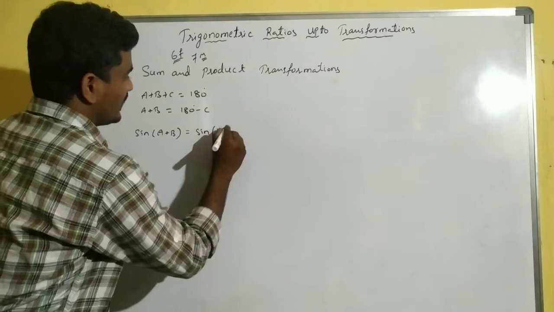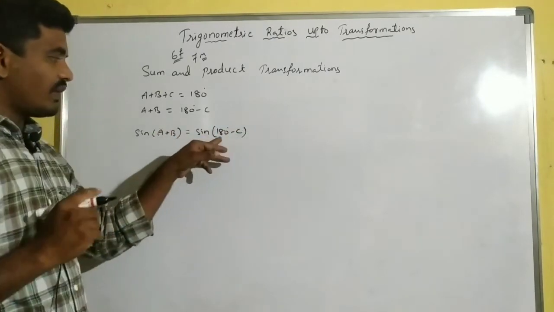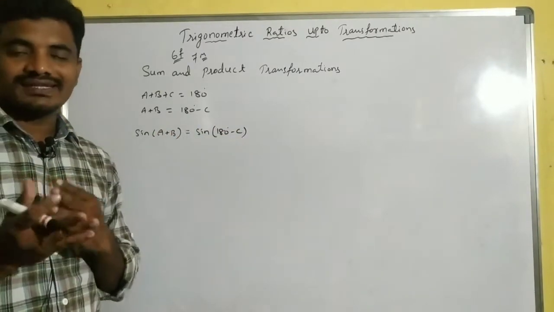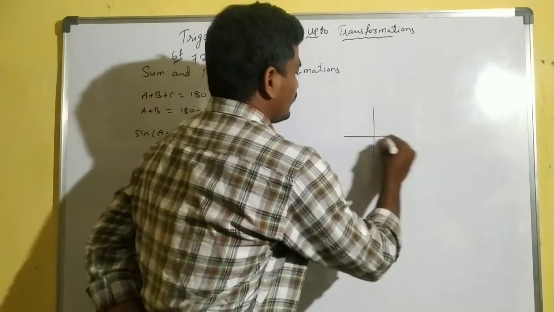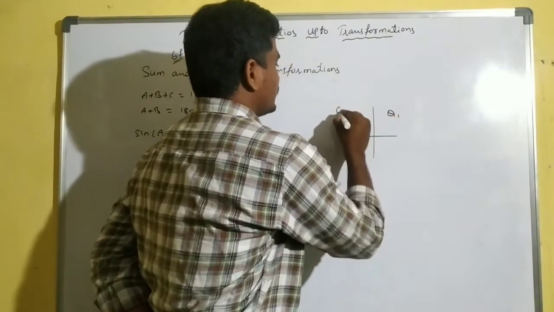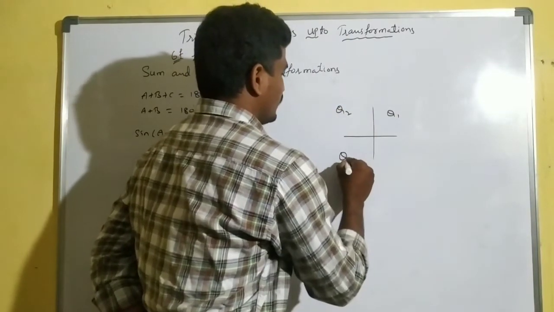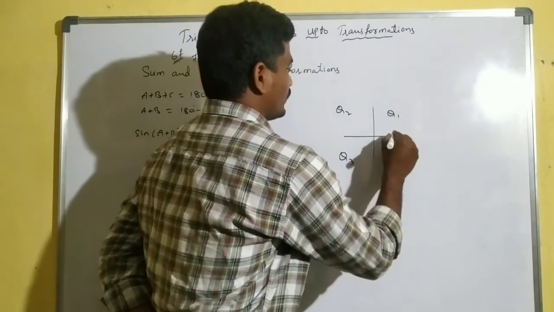Sine 180 degrees minus c. So 180 minus c is in the second quadrant. Yes, we know that. It is the first quadrant, it is the second quadrant, it is the third quadrant and the fourth quadrant.